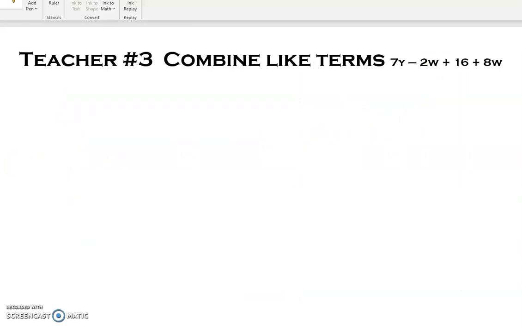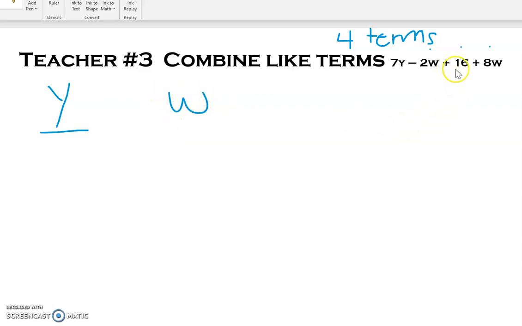Now I have 4 terms, and when I'm counting the terms, that's how many pieces are in this original expression. So I have 1, 2, 3, 4 terms is what I'm starting with, and I want to simplify that so I have fewer than 4 terms in my answer. Again, I would suggest sorting out your information into their categories before you try adding or subtracting. So I have a y, I have a w, and I have a constant term.